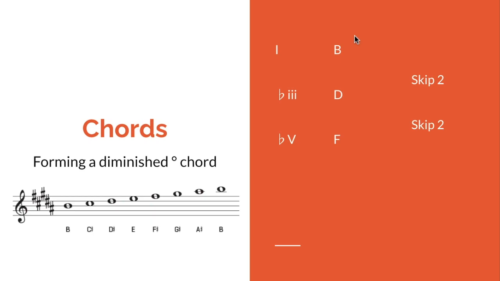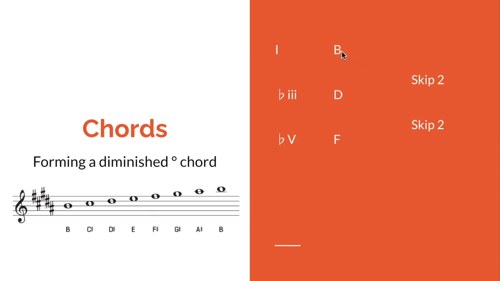So we take the first, the third, and the fifth note based on the B major scale. You'll remember how to make a minor chord. We took the first, the third, and the fifth note of a major scale, and we flattened the third note. To make a diminished chord, we flatten the third note, and we flatten the fifth note. That gives us a stepping pattern of skipping 2 semitones and then skipping another 2 semitones.